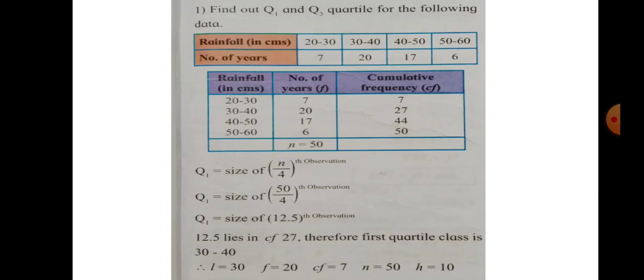After that, you have to find out L. What is the small l here? 30. What is the small f here? 20, the frequency of the quartile class. Cumulative frequency is equal to what? The value of the preceding class that you have to take here, that is 7. n stands here for total frequency, that is 50. And h stands here for class size. So what is the class size here? 10, upper limit minus lower limit.